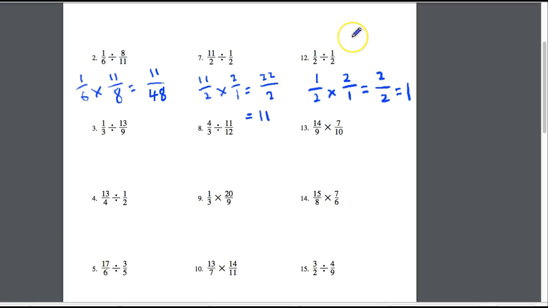A half divided by a half. Remember, I've said in a previous video, when your numerator is the same as your denominator, what we can do here is say this is the same as a half over a half, and we don't usually write fractions on fractions. Numerator is the same as your denominator, so we have 1. Okay, have a go at the next 3.